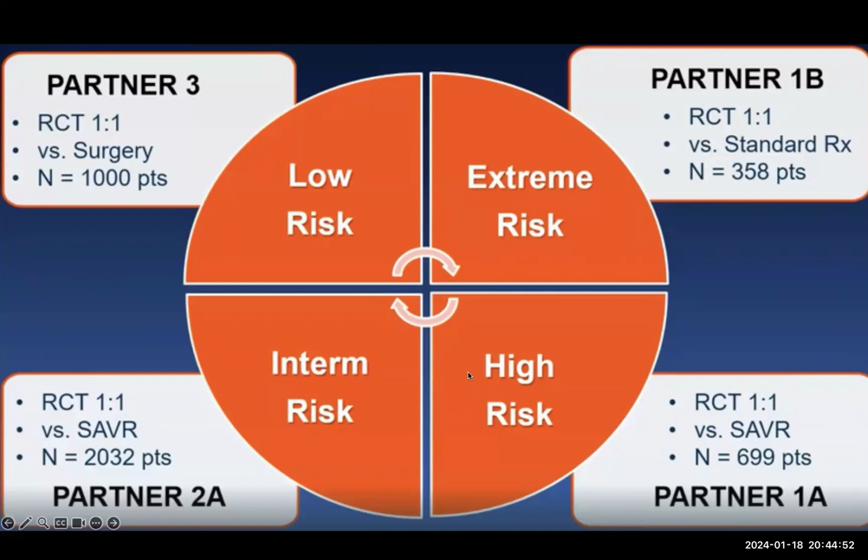Then high-risk patients, this is PARTNER 1A, randomized patients TAVR versus surgical, and they are high risk but not extreme, 609 patients. And then they moved to intermediate risk patients, and they randomized patients 1-to-1 TAVR versus surgical, and the number of patients increases. Finally, low-risk patients. This is PARTNER 3, randomized 1-to-1 TAVR versus surgery, about 1,000 patients.